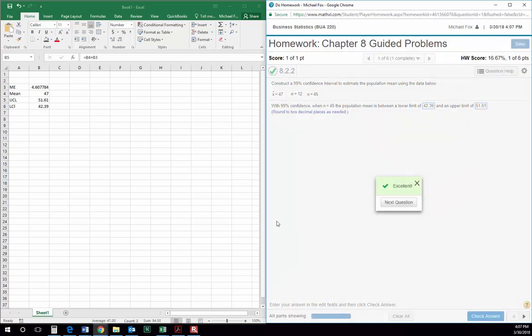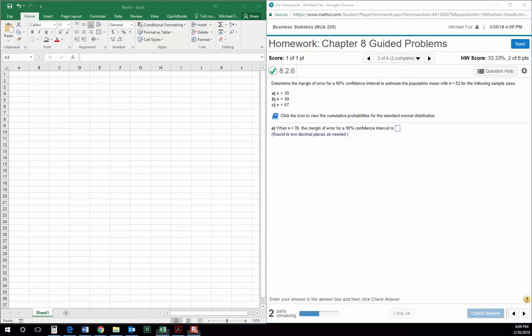All right. That's it for question number 1. So question 2 asks us to determine the margin of error for a 90% confidence interval to estimate the population mean with a standard deviation of 52, and then it gives us 3 different sample sizes, and it's asking us for the margin of error.